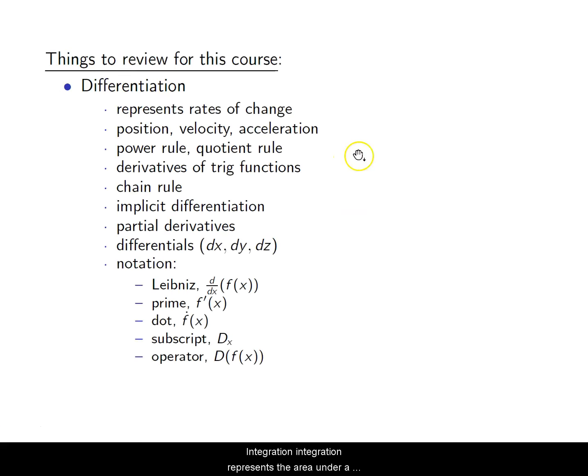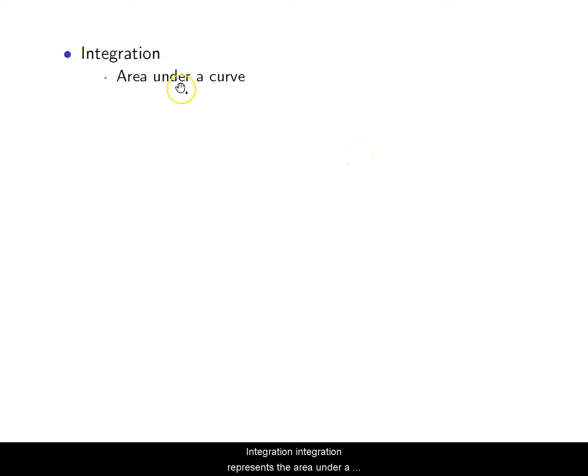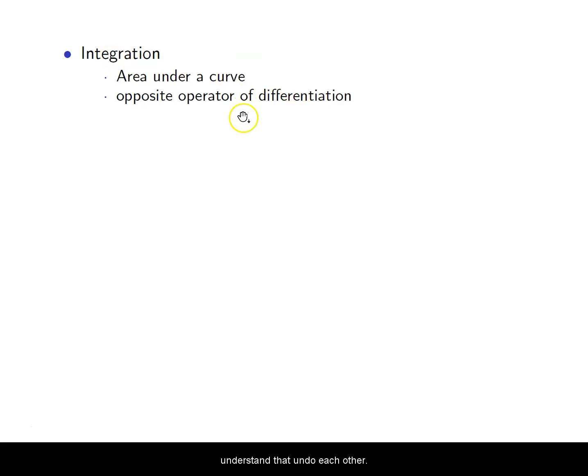Integration. Integration represents the area under a curve, so it's important to understand that as well. Although we don't necessarily use this characteristic in this course, it's an inherent property. It's important to understand that an integral represents a sum of things, basically. That is important to this course. It's the opposite operator of differentiation. The fundamental theorem of calculus relates your integrals and your derivatives together, so it's important to understand that they undo each other, basically.